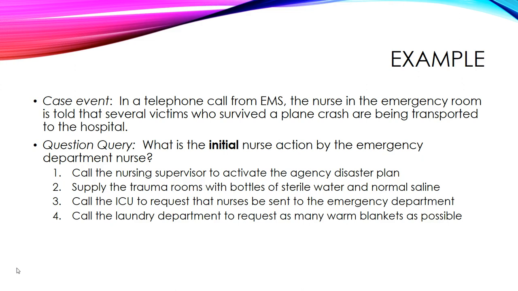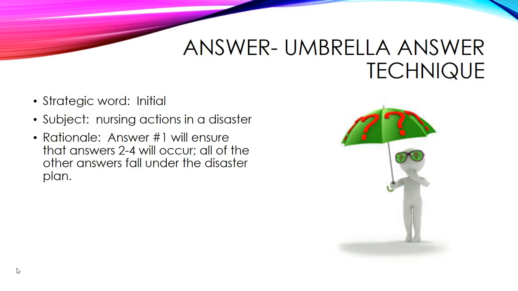So if you look at the answers, 2, 3, and 4 can fall under that agency disaster plan. So the first thing you're going to do is call the supervisor, because when you call the supervisor and activate a disaster plan, all those other things that are listed get put into place as part of that disaster plan. So the agency disaster plan is that umbrella answer. All the other answers are encompassed under that disaster plan. So that's how you can identify, in this case, which one would be correct.